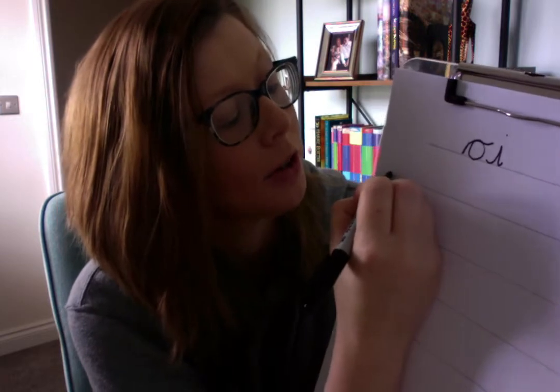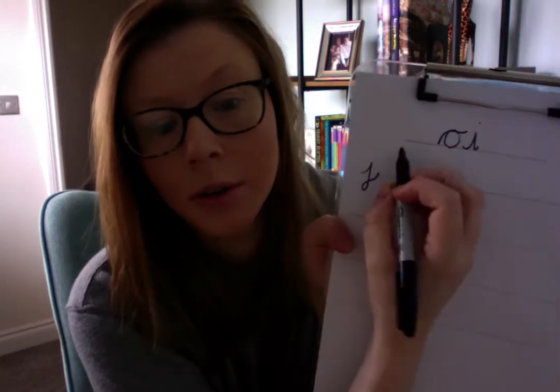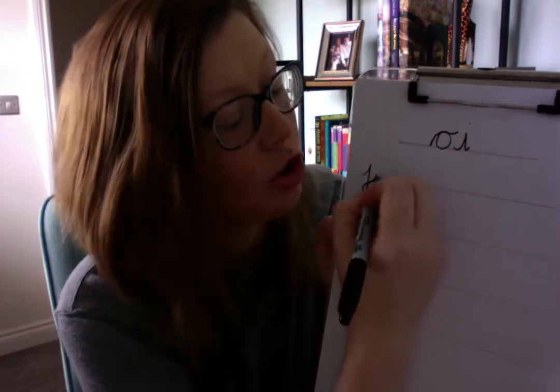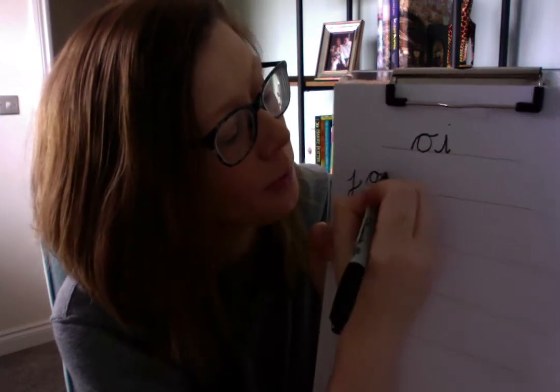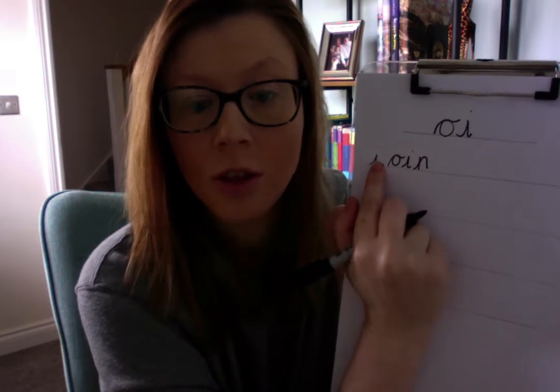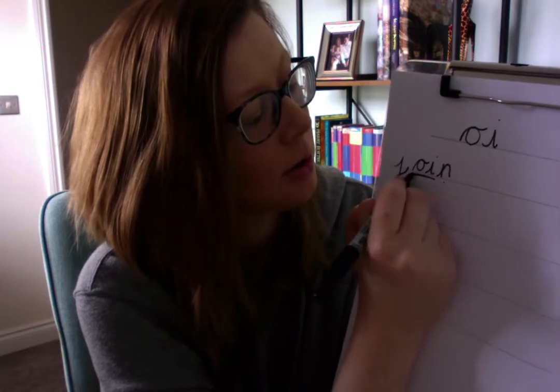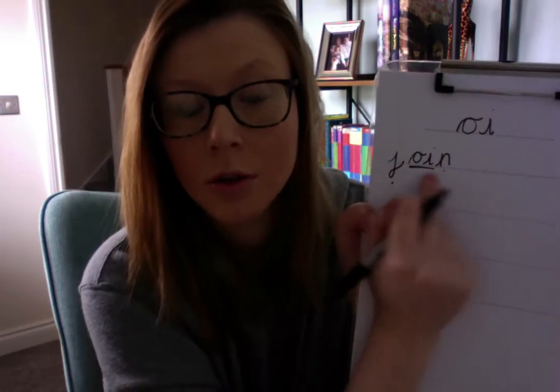So a J is a descender. It needs to go underneath the line. So we're going to start on the line, go up, all the way down, back round and hook, and a dot. Then we've got our O, and our I sound. So we've got J, I, N. Remember that I, N should all be the same size. The J is a descender. J, I, N, join. If you've got that right, give yourself a big tick.